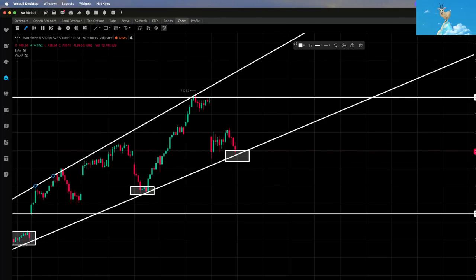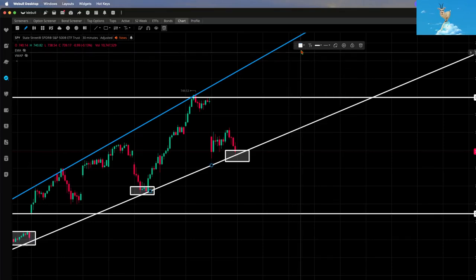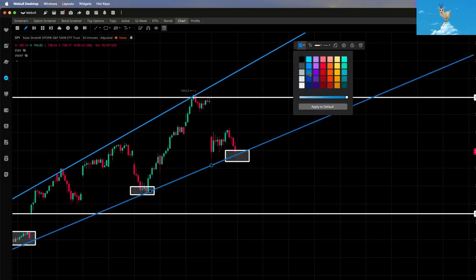Let's change the color of those lines because I made fun of people. I made fun of the spider web people who chart be looking like spider webs and shit.